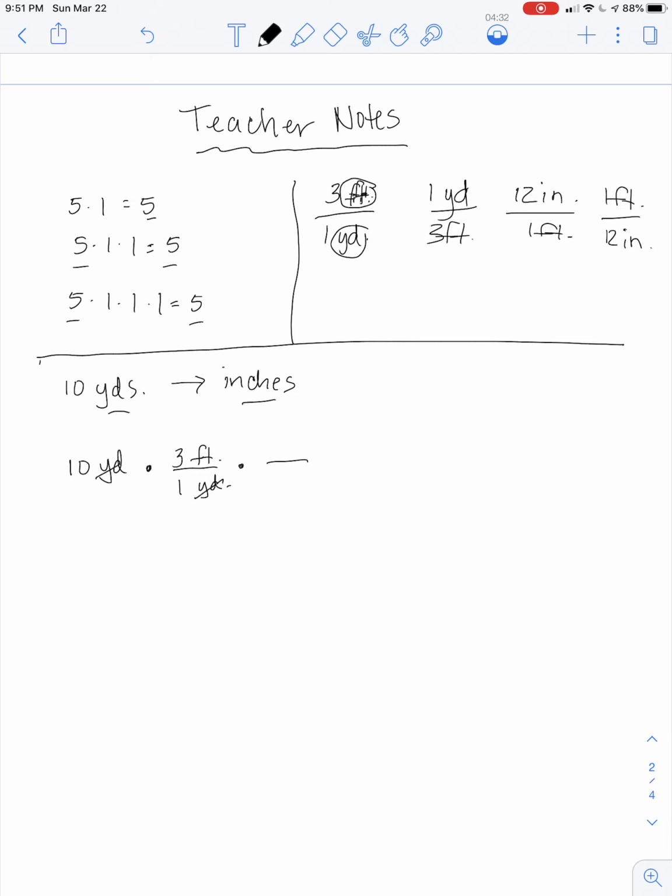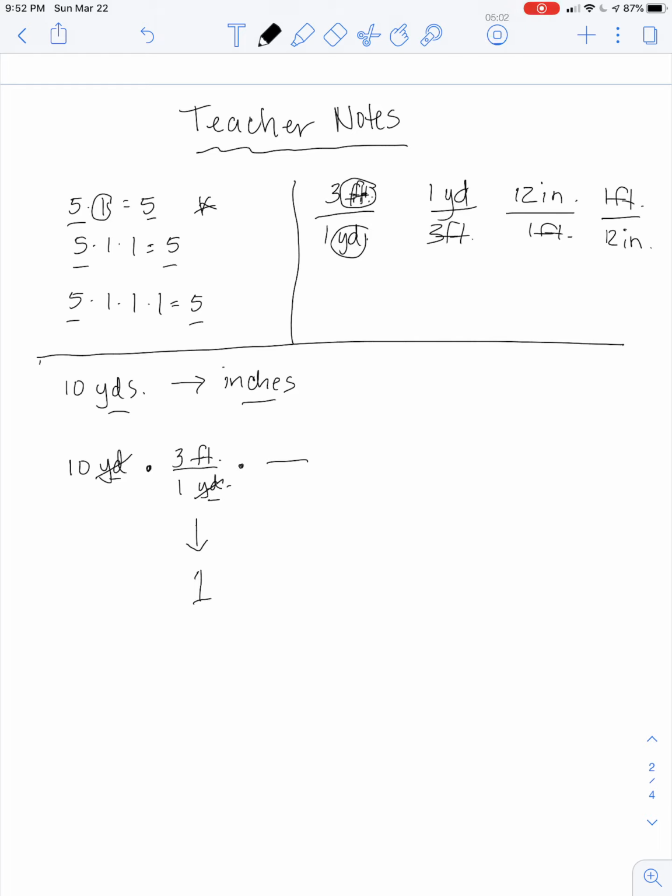Remember, we cross out. The reason we know the yard goes on the bottom of our ratio is because we want to be able to cross cancel our yards here. Okay, so now we're going to multiply with 1 more unit measurement. Now keep in mind, here's what I want you to look at what I'm doing. Remember up here, when we multiplied 5 with 1, it did not change the value of 5. Well, here, we're multiplying using a unit multiplier that's actually equal to 1. Think about it.